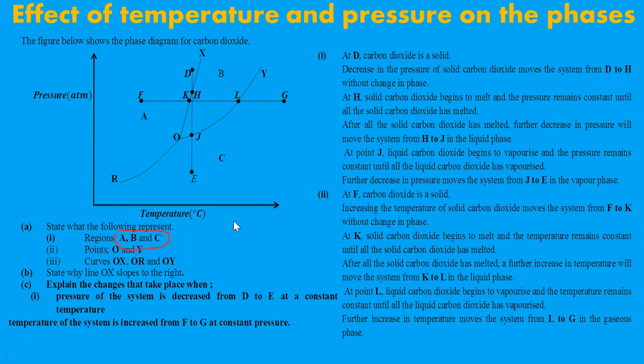Now we come to these changes. We explain the changes that take place when the pressure of the system is decreased. We are decreasing pressure from D to E at a constant temperature. Yes, Benjamin.